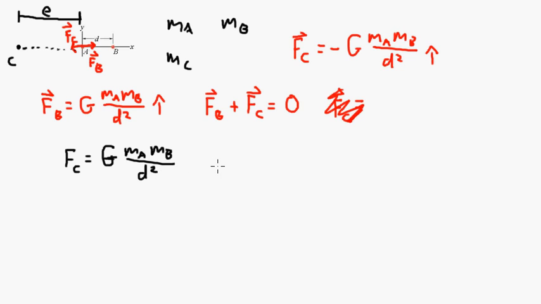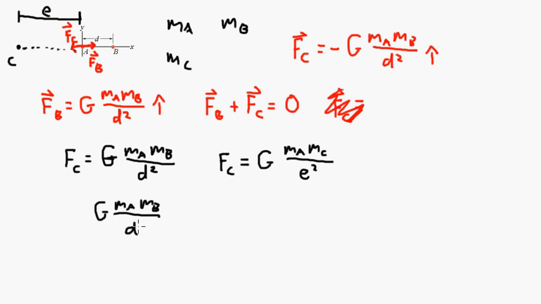Okay. Now, based on the position of C, what's the magnitude of the force on A from C that we're calculating here? What's that going to be based on this position of C? Well, G times mass of A times mass of C over E squared. Okay, now we're getting there. These two have to be equal, obviously, because they're both expressions for FC. So G Ma Mb over d squared equals G Ma Mc over E squared.